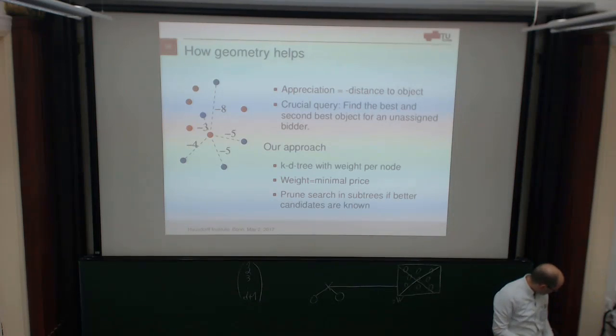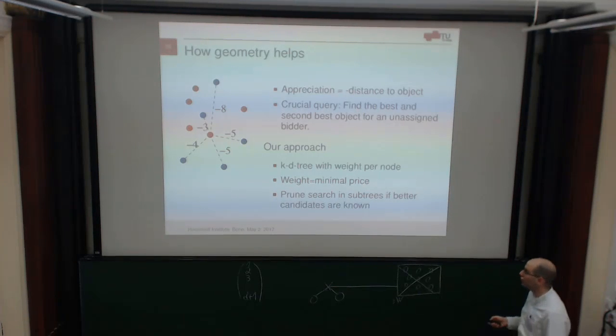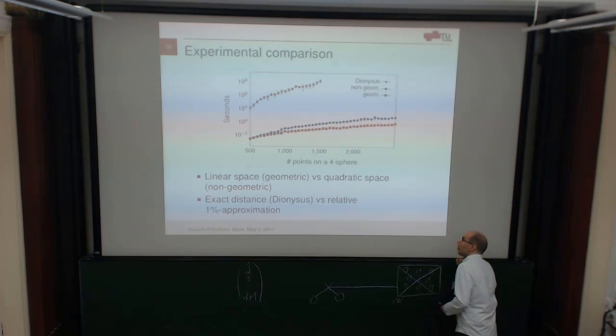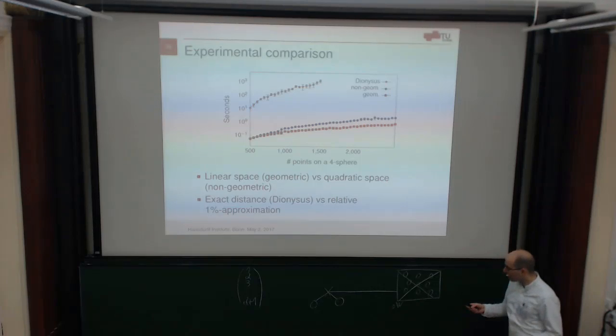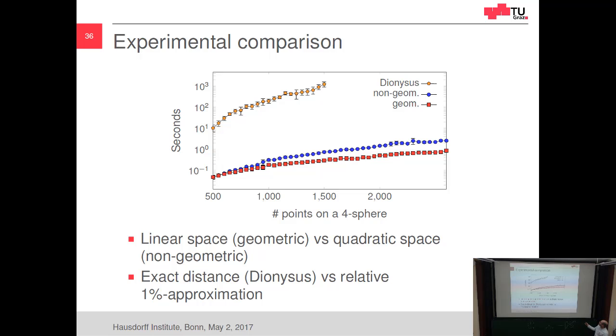And of course, if you wonder, there are no formal guarantees. Asymptotically, we don't improve anything. But in practice, it works pretty well. Here's the plot. The red curve is the geometric approach that I just explained. And the blue curve is the non-geometric approach where we just go over every object separately and check.